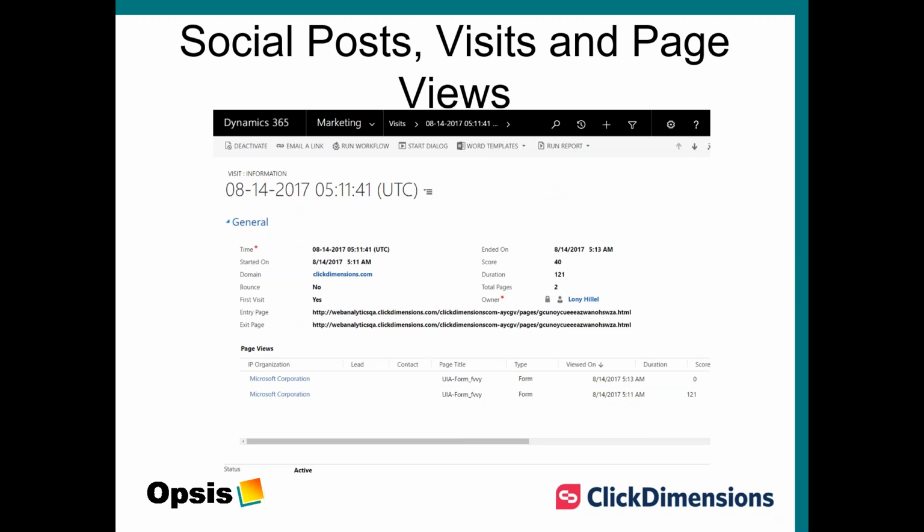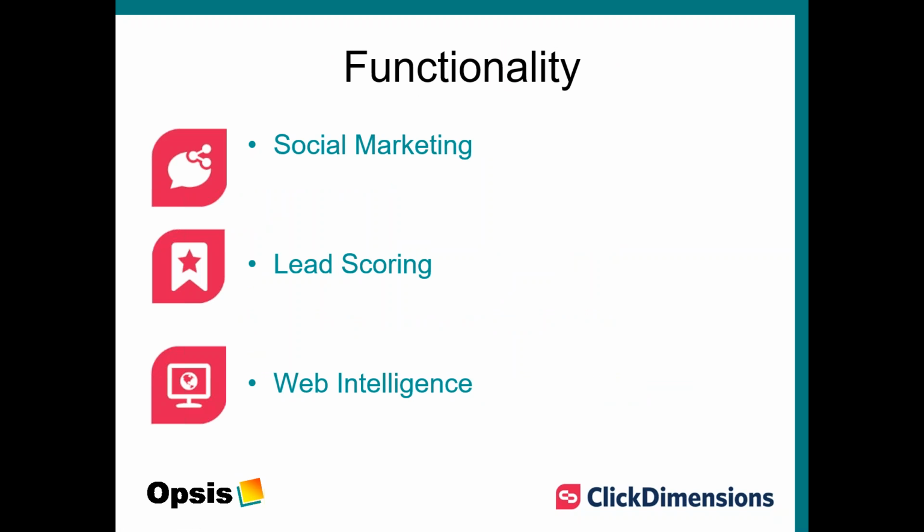In ClickDimensions, the functionality that we use to do all of that is social marketing, that's for social posts, lead scoring, and all of the web intelligence, which is how we set up so we can see who is looking where on the website.